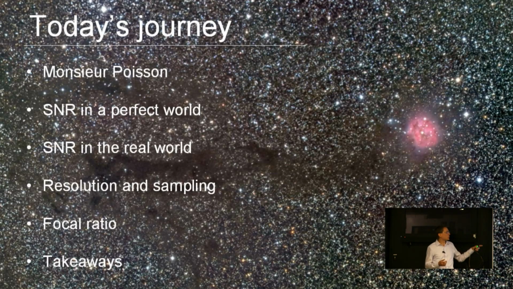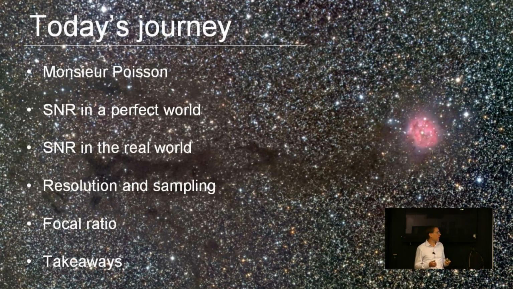So this is our journey today. We're going to start off with poor Mr. Poisson. We're going to tell the story of Siméon Denis Poisson, and the guy just doesn't get a lot of love as a mathematician, but some of his work really undermines a lot of what we do. Signal to noise ratio in a perfect world, then signal to noise ratio in the real world, two very different things. Then we'll move into two dimensions from there and go into resolution and sampling, focal ratio, and then finally I'll try to summarize all of this with sort of a few key takeaways.